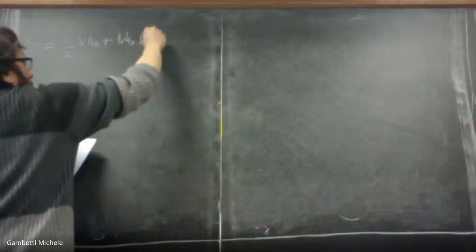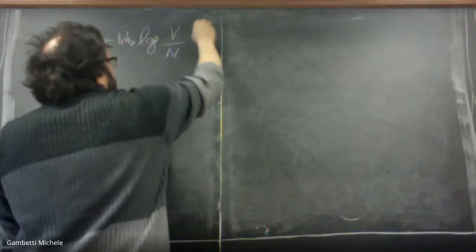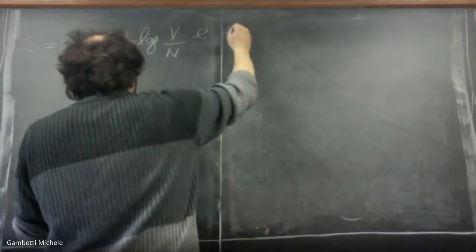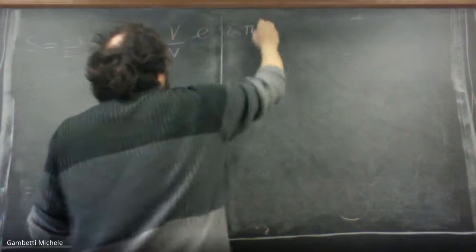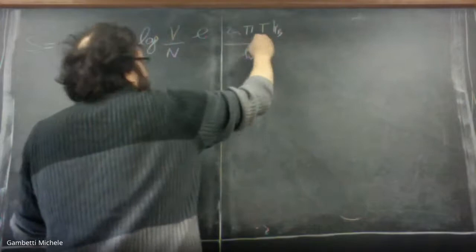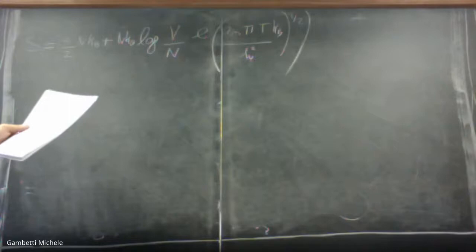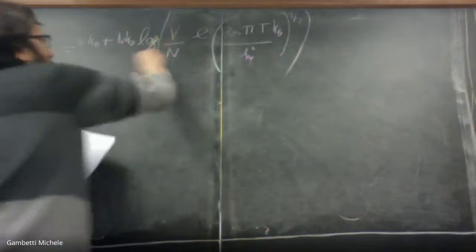So the entropy, the correct one, was 3/2 N k_B plus N k_B, the logarithm of V divided by N. Okay, then there is E. I will write it in the following way, and you will see why in a moment: 2m pi k_B divided by h squared to the power of 3/2. So this is the correct one.